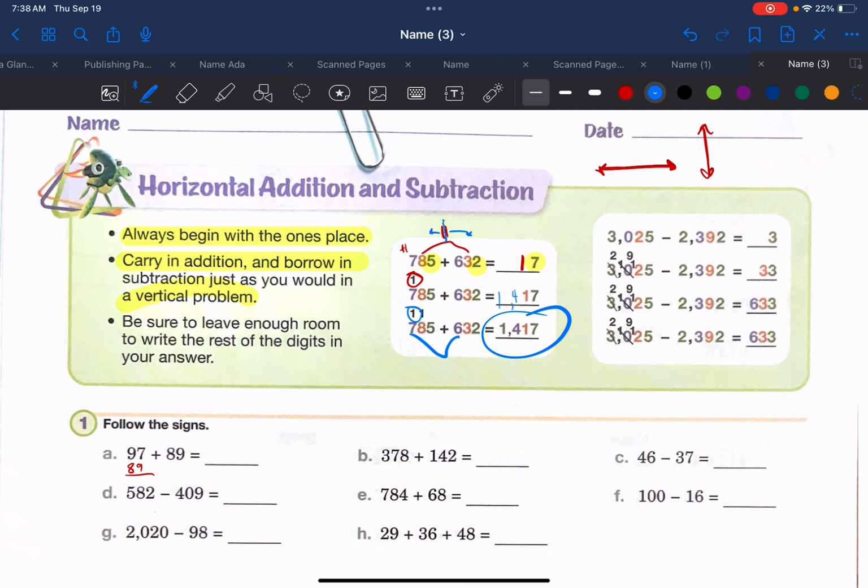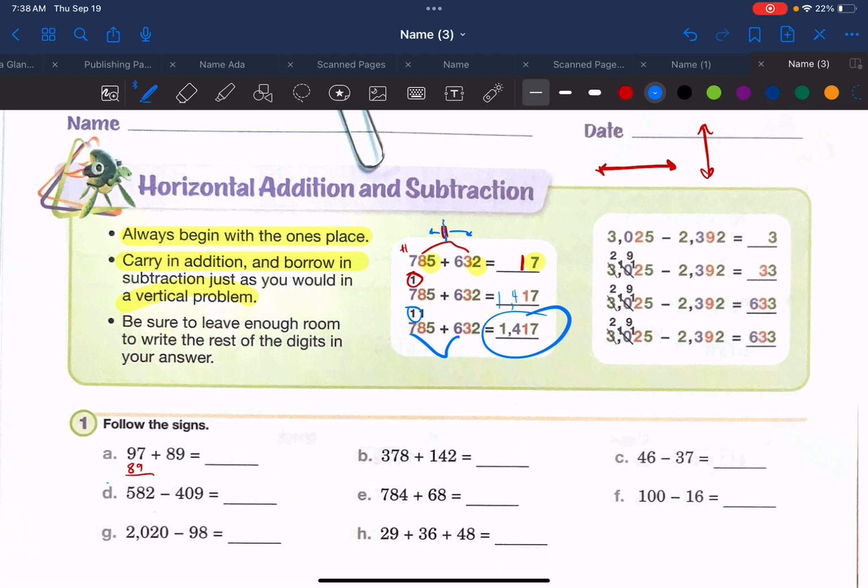Now for subtraction, it is going to be the exact same. You still start with your ones place, but you have to make sure that the biggest number is first. I think sometimes we forget that. That's one of the first rules you learn about subtraction, and then as we get to harder subtraction, we forget it. Whether it's horizontal or vertical, the biggest number has to come first.